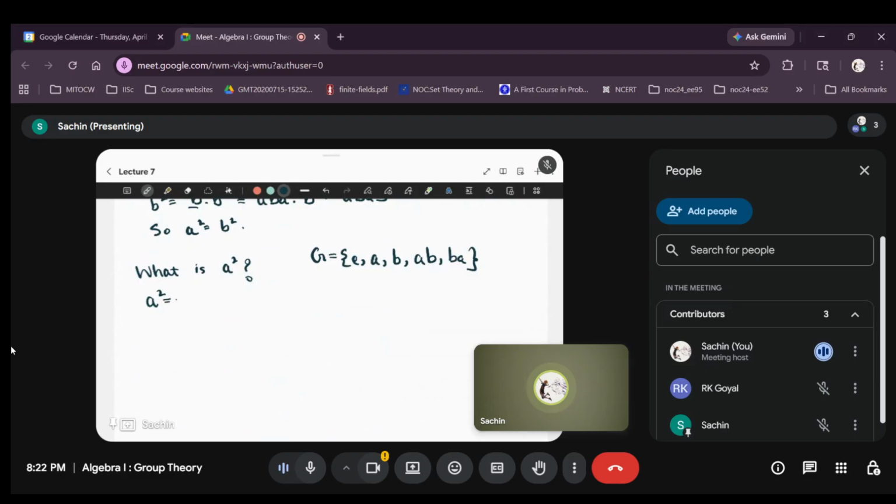If A square is equal to E, then that means A is equal to A inverse. Sorry, no, no, no. If A square is equal to A, that means A is equal to E, because you can cancel one of the A's on both sides. Again, I wrote something. Okay, now this is correct. If A square is equal to A, then A must be E, right?